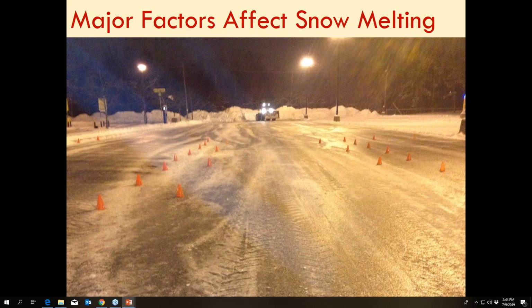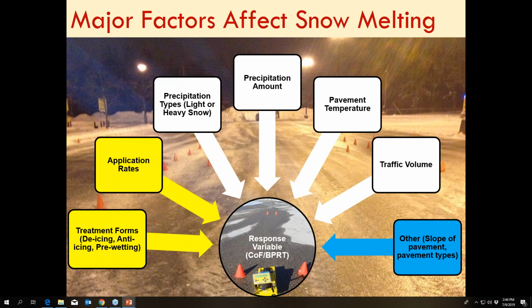From this experiment, from 4 years of data, we found that many factors affect salt performance. We measured salt performance in terms of snow melting rate, which we collected through images of the site, the photographs we took during the snow event. We also collected friction data on the test site using a friction meter called T2Go.